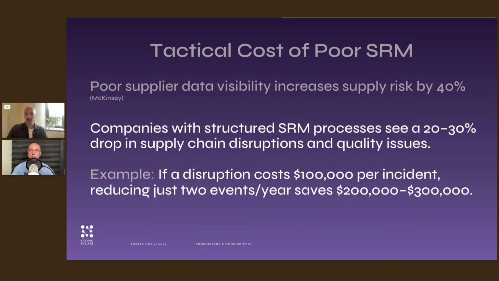Moving on to the tactical costs of poor SRM, what we recognize is that poor visibility increases supplier risk. That's not a tough equation, right? So what we also see is that businesses that have structured SRM processes, the people in place to be able to manage those processes, and technology to be able to back it up, we see reductions from anywhere from 20 to 30% in their supply chain disruptions and quality issues. So if we were to say there's $100,000 associated per incident, and we're able to just avoid 2 of 10 incidents every single year, that's anywhere from 200 to 300,000 in costs avoided per year, based upon the ability to have more visibility and therefore to reduce issues, whether those be quality or delivery disruptions in that case as well.